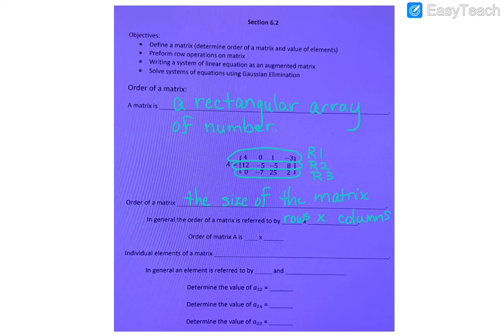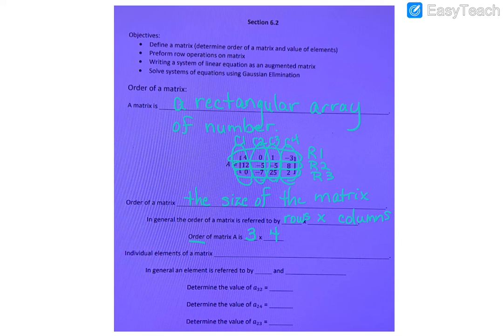So I would say the order of matrix A starts out with 3 rows by, and then if I look at columns, columns go up and down. This would be column number 1 of matrix A. And this would be column number 2, column number 3, and column number 4. So the order of matrix A, I would say, is 3 by 4.